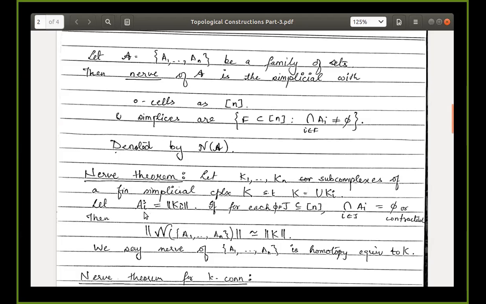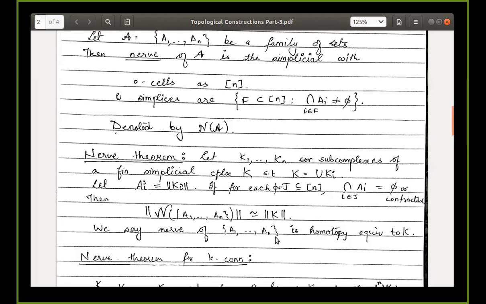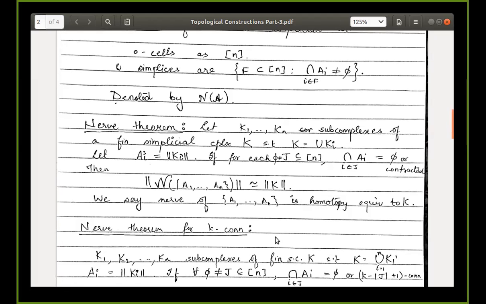And suppose Ai is the geometric realization of Ki. If for every non-empty set J, the intersection of the Ai running over J is empty or contractible, then the nerve of this system is homotopic to the simplicial complex which is given to us. So the geometric realization of this simplicial complex is homotopy equivalent to the geometric realization of the other simplicial complex.